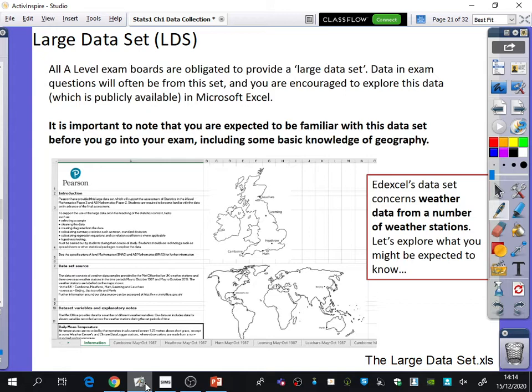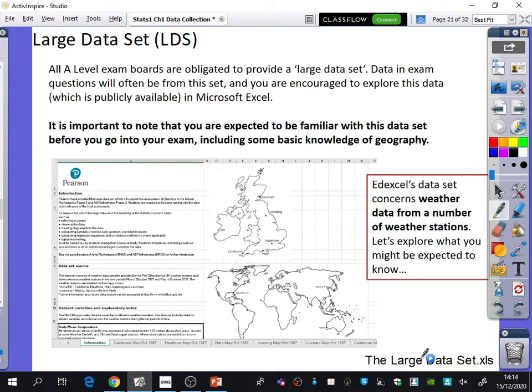I've said it's important to note that you're expected to be familiar with this data set before you go into your exam, including, and this is where people don't like this, some basic knowledge of geography. You need to actually start to know a little bit more about what this data is, and not just about how to do stuff to it, but about what it actually means as well. Edexcel's data set concerns weather data from a number of weather stations, and we're going to explore what you might be expected to know.